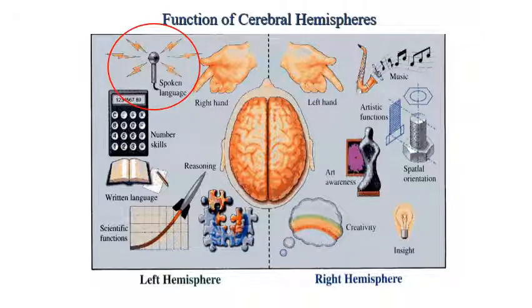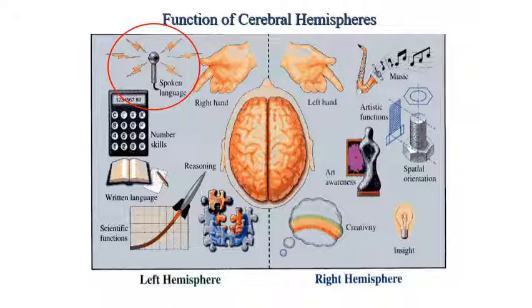The left hemisphere of the brain is responsible for right hand and right-sided movement. It is responsible for spoken language, number skills, which obviously I do not have, okay? It is responsible for written language, for reasoning, and for scientific functions. People that are left-brained are very good at puzzles.